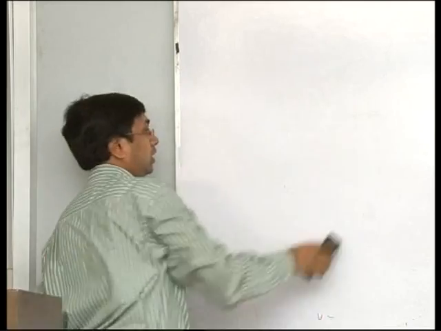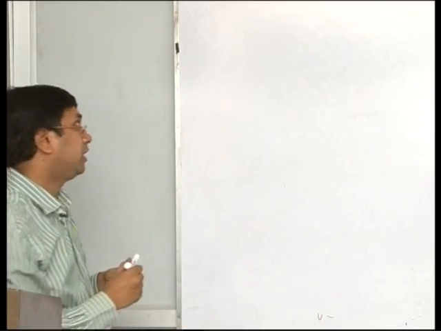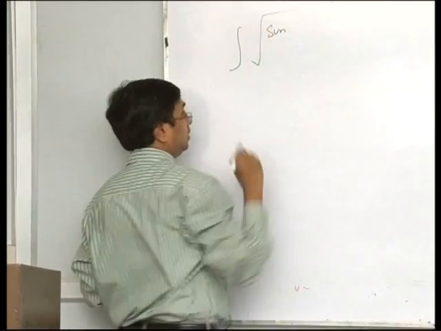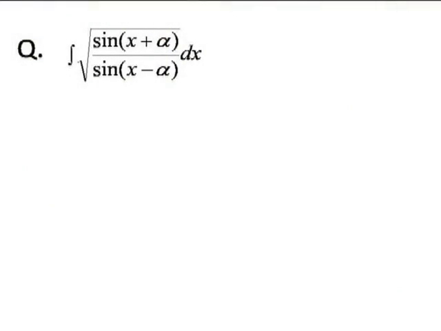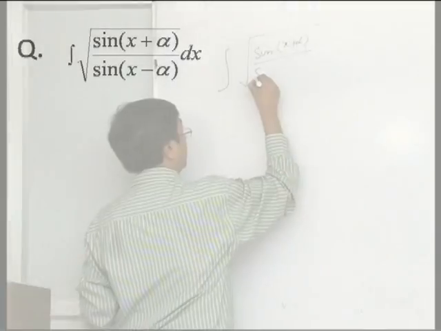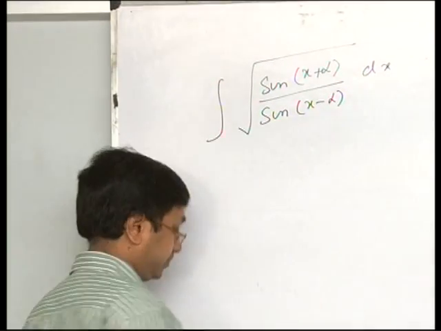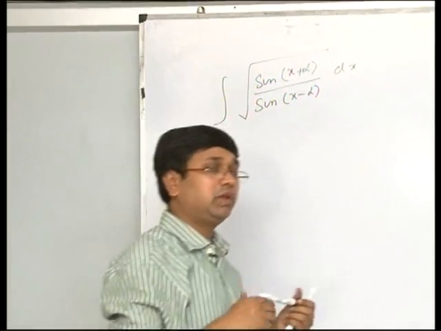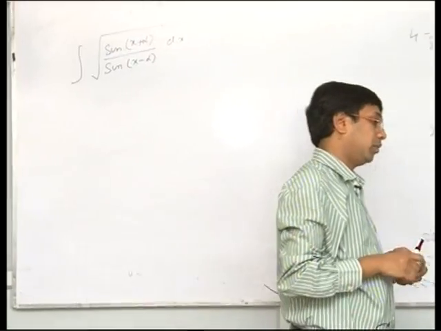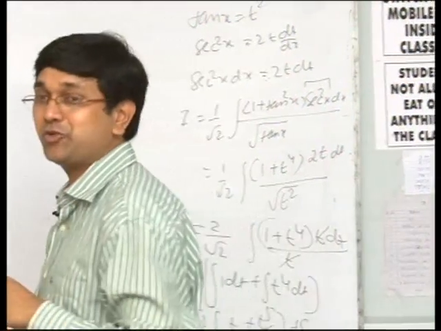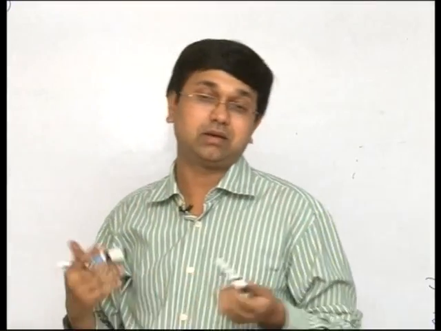I'll take up one more example of miscellaneous, which is a very common question asked in exams, and it's a good question where students get confused: integral of root of sin(x plus alpha) upon sin(x minus alpha) dx. Now the problem is that when things come under a root it creates a lot of problems. With a root it's very difficult to take terms out unless we have a square there.